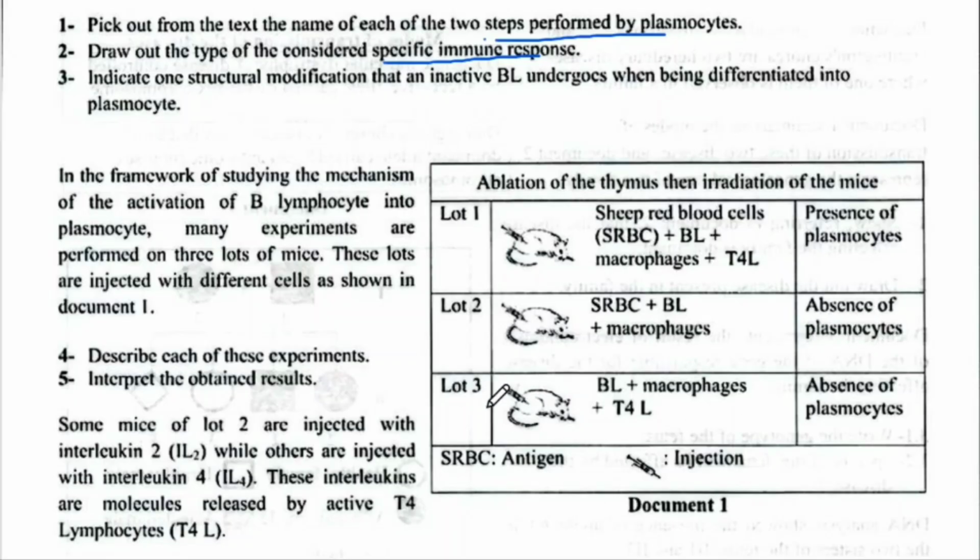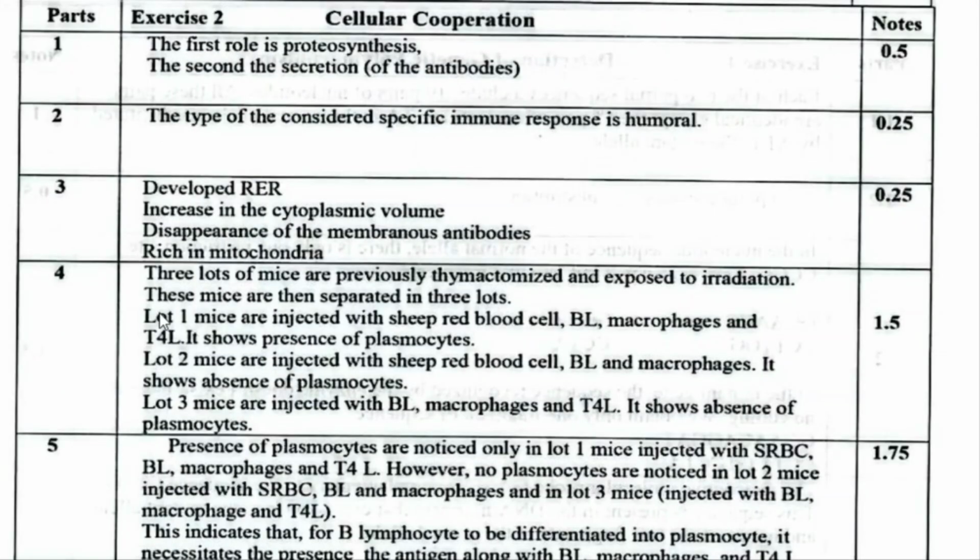For lot 3, the mice are injected with B lymphocyte, macrophage, and T4 lymphocyte. So what's the difference between lot 3 and lot 1? The antigen is absent in lot 3. So because antigen is absent in lot 3, the result is absence of plasmacyte. Here is the correct oral answer for question 4.